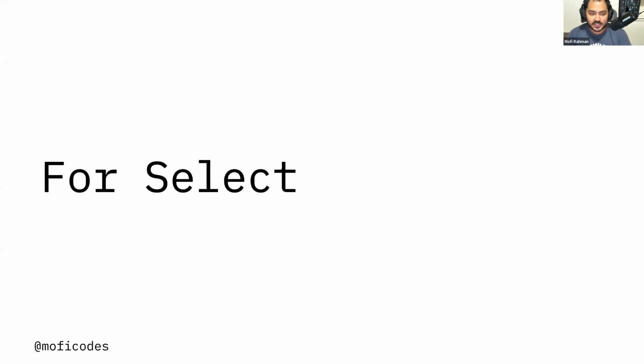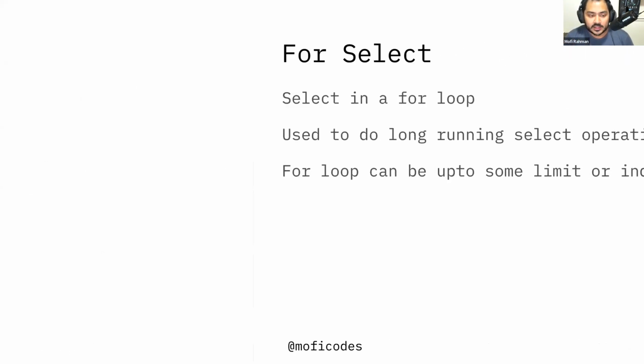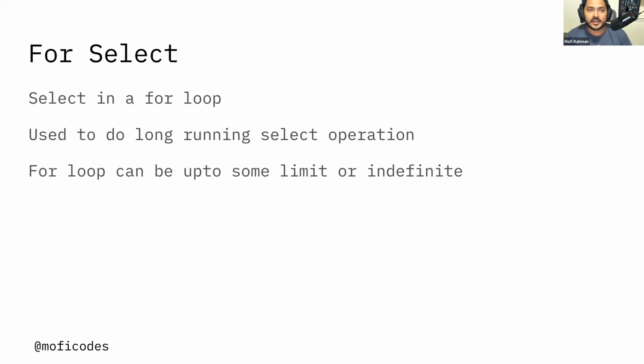There is also for select. For select is a way you can indefinitely loop through a bunch of Go routines and channels for data to come back. This is the way you would oftentimes combine and orchestrate multiple Go routines passing different types of data back and forth, and have a for select infinitely listening for those things and take actions. So you can do long-running select operations on a Go routine with for select.